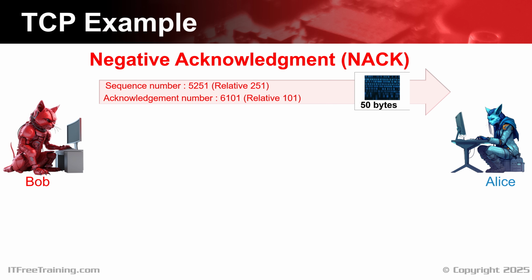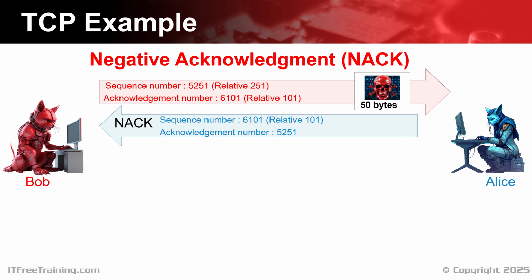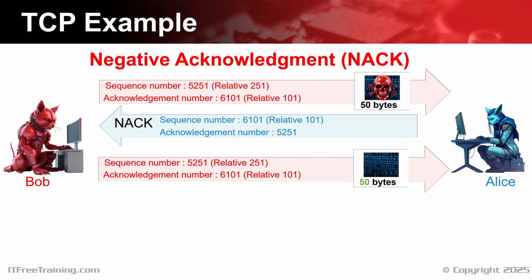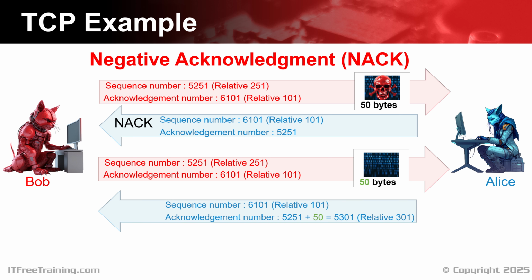Let's consider that Bob sends a 50-byte packet to Alice. However, during transit, the packet is damaged. When Alice receives the packet, she detects that it has been damaged and sends a negative acknowledgement message. Once Bob receives the negative acknowledgement, Bob sends the data again. This time Alice receives the data and, like last time, Alice sends an acknowledgement message back to Bob.